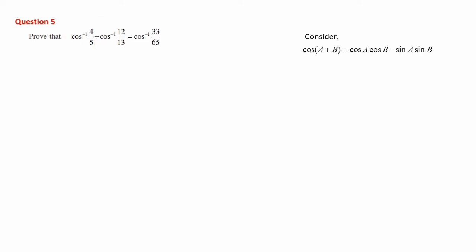So let's recall the formula, cos A plus B formula: cos A cos B minus sin A sin B. So we need to calculate cos B and sin B. Then when we substitute, we will get the statement. So let's go for substitution. A is equal to cos inverse 4 by 5 and B is equal to cos inverse 12 by 13. And as before, let's take a right angle triangle and calculate the required things.